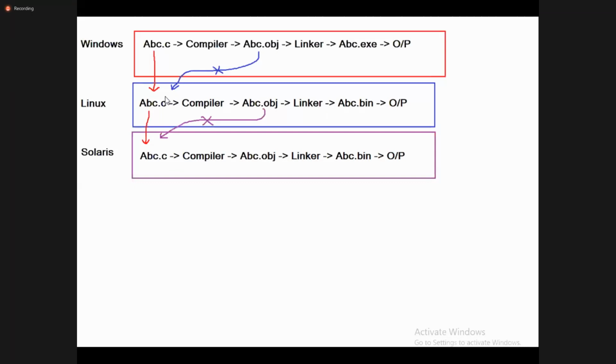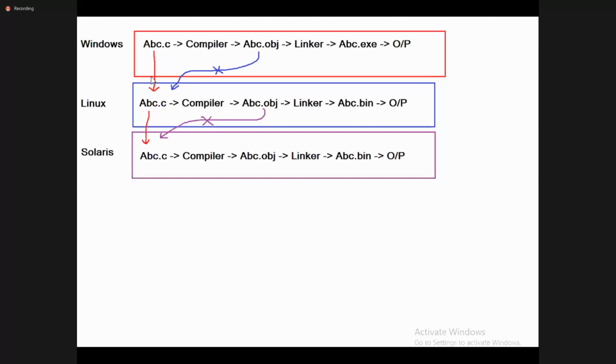You have to carry the source code. Then again, you go to the compiler. The compiler gives you abc.obj, which is given to the linker in Linux. Then the Linux linker generates abc.bin, and from there we get output. Next, the Solaris operating system. Again you take the same source code. The compiled code of Linux you cannot take here. The same source code is given to the compiler, which generates abc.obj, we give it to the linker, and the linker generates abc.bin. Finally we get output.